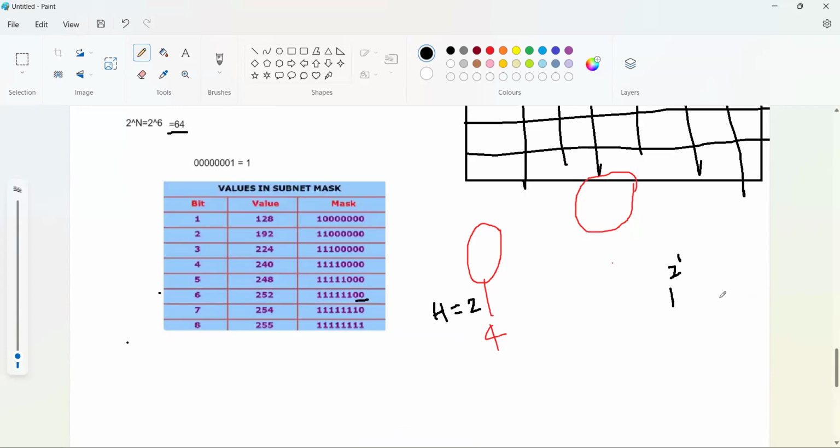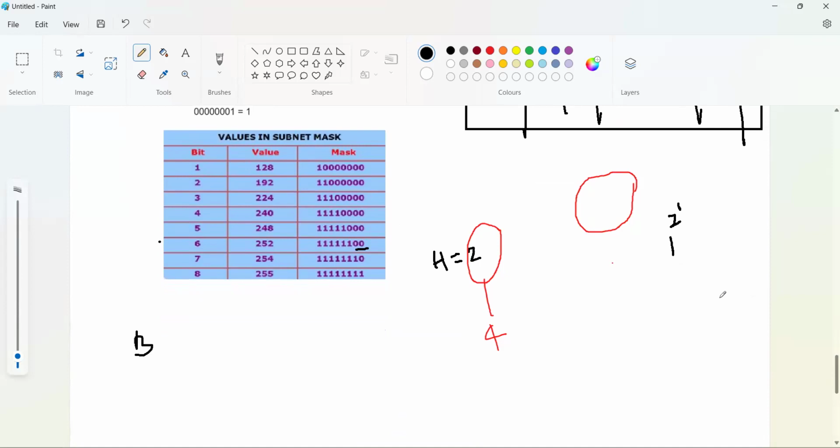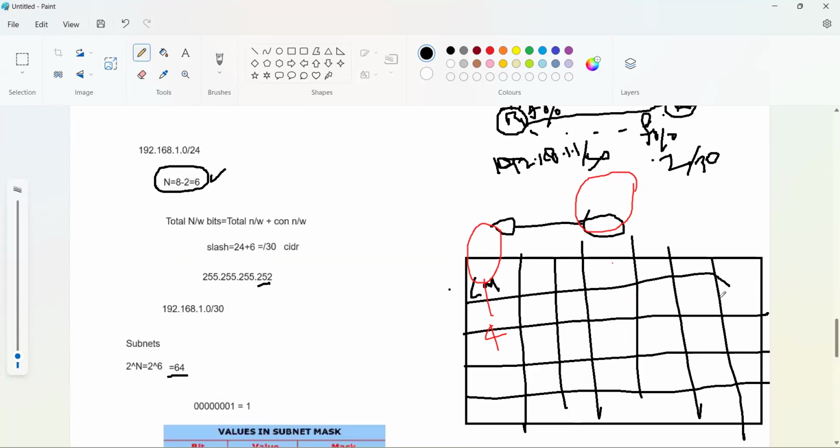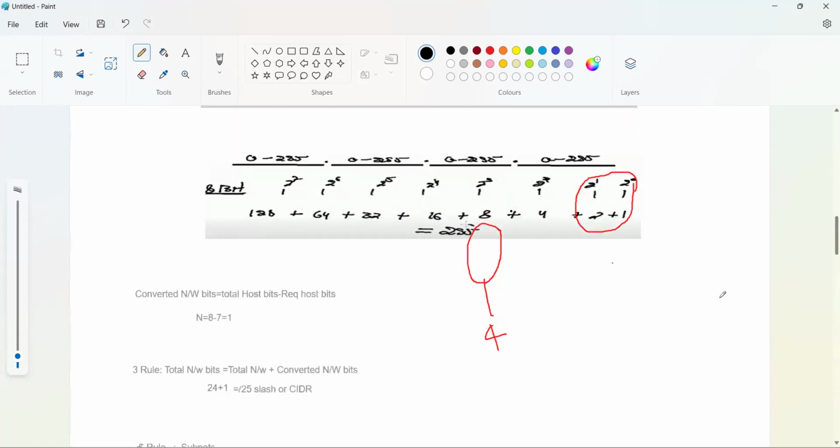The block size will be 2 to the power of h. H in the sense host. How many hosts did I take? 2 only here. Two only host, right? Then the answer is 4. We discussed my requirement is for 2 hosts, but I need to take 4 IP addresses. Earlier I told you, right? Here is why I have taken the 4.